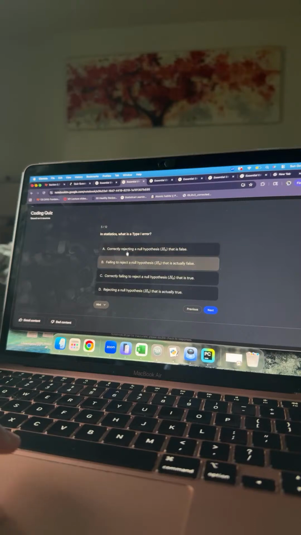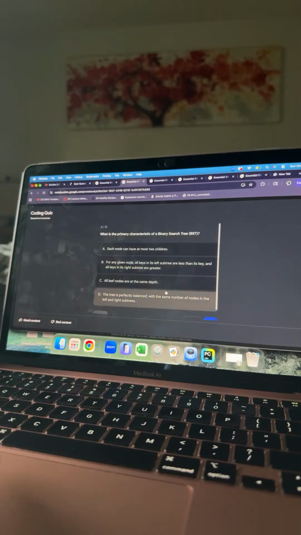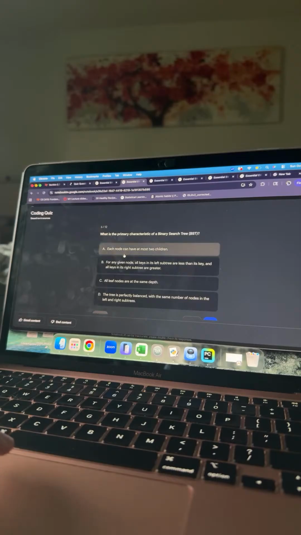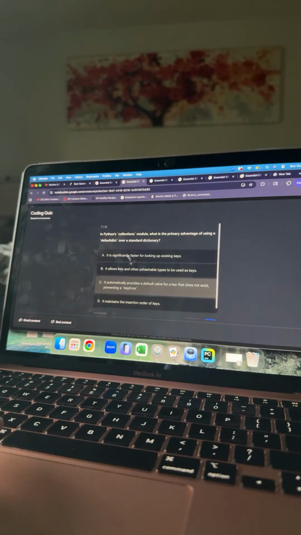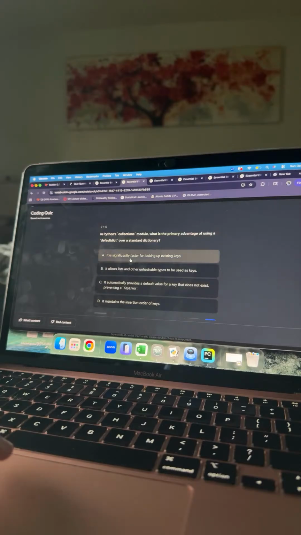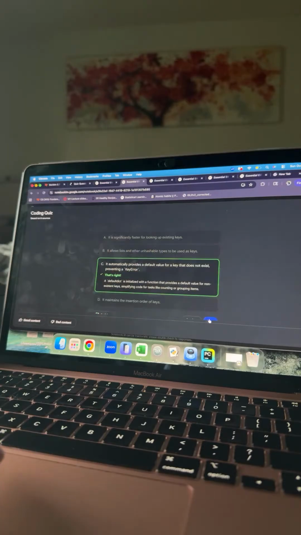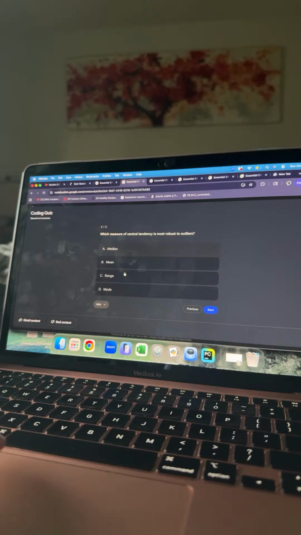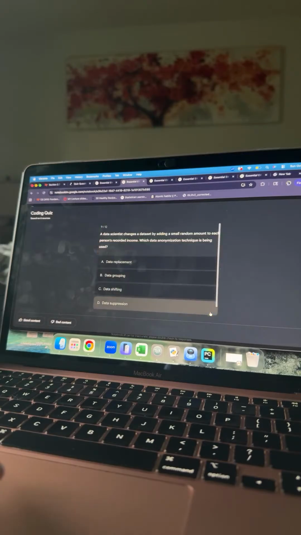In statistics, what is a type 1 error? I think rejecting a null hypothesis that is true. What is the primary characteristic of a binary search tree? Oh, we did this one. Collections. I'm not learning anything new. I don't know why it's asking the same thing. Oh, I got the same question wrong. I think I already did this question. That's why. Oh, I mean this quiz.